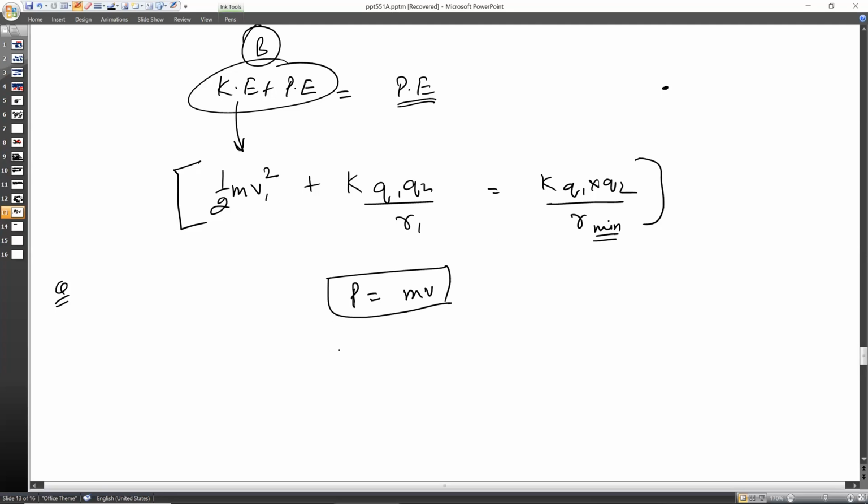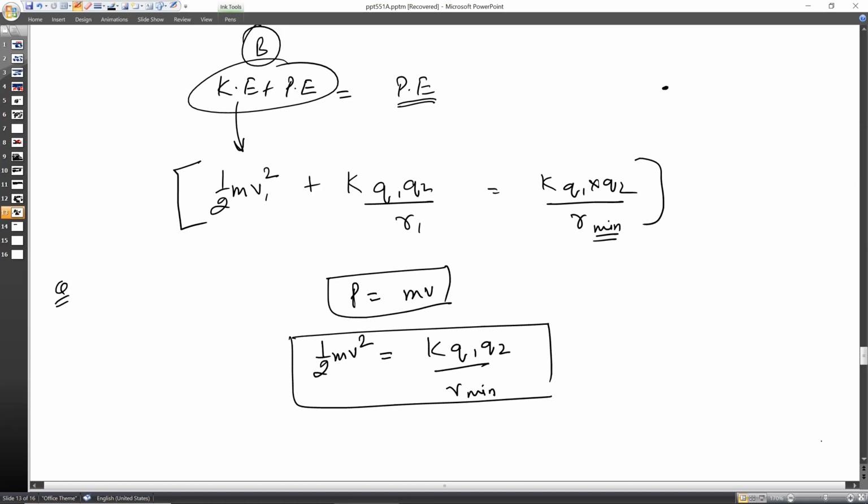Now, the momentum is p towards the nucleus, and the distance of closest approach is r1. If it is accelerated with momentum 2p, which means the momentum is doubled, towards the same nucleus, then what will the distance of closest approach be? You know that the kinetic energy, half m v square, is equal to k q1 q2 upon r minimum. This is the formula.